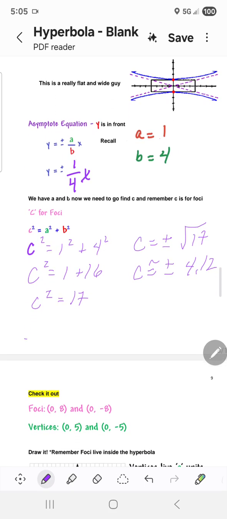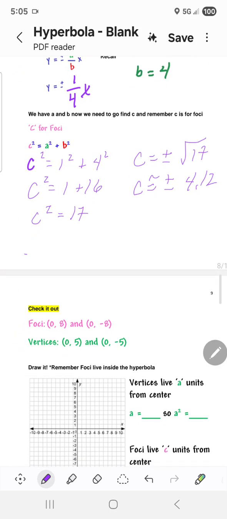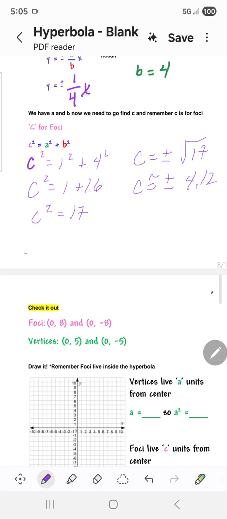Okay. Next, you're going to have problems where they won't tell you the equation, but they're just going to tell you some fun little facts, right? When in doubt, draw it out, always, right? When in doubt, draw it out, okay?